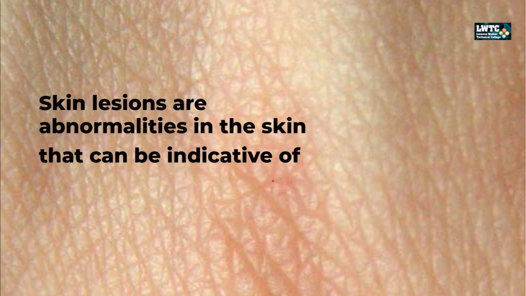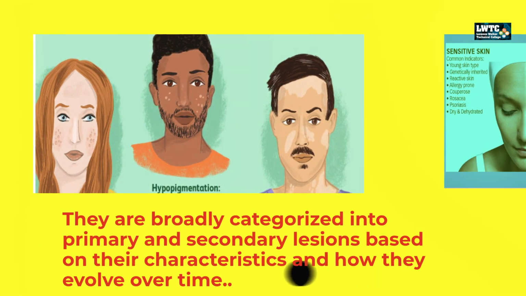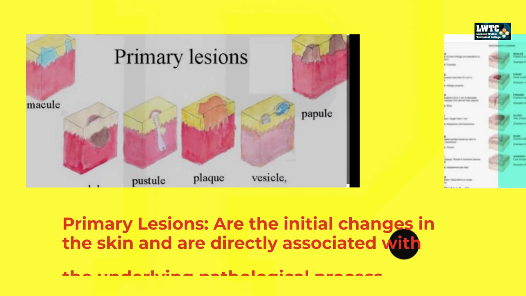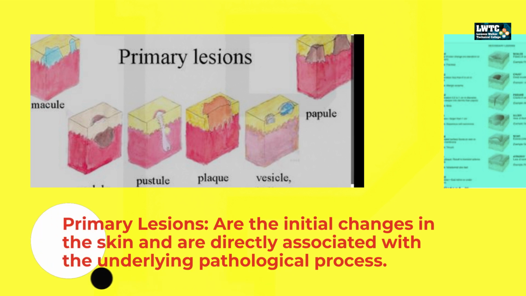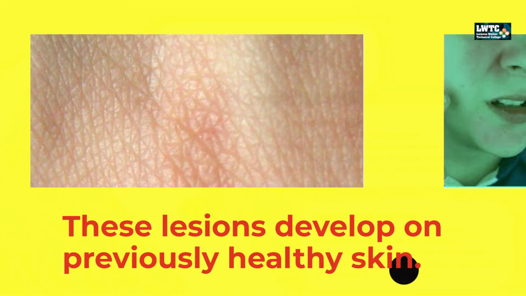Skin lesions are abnormalities in the skin that can be indicative of various conditions. They are broadly categorized into primary and secondary lesions based on their characteristics and how they evolve over time. Primary lesions are the initial changes in the skin and are directly associated with the underlying pathological process. These lesions develop on previously healthy skin.